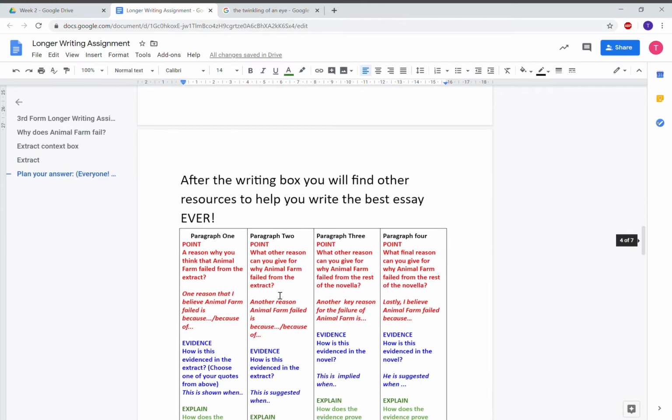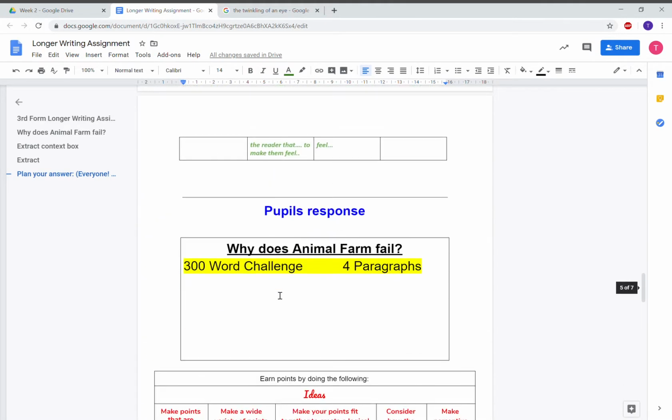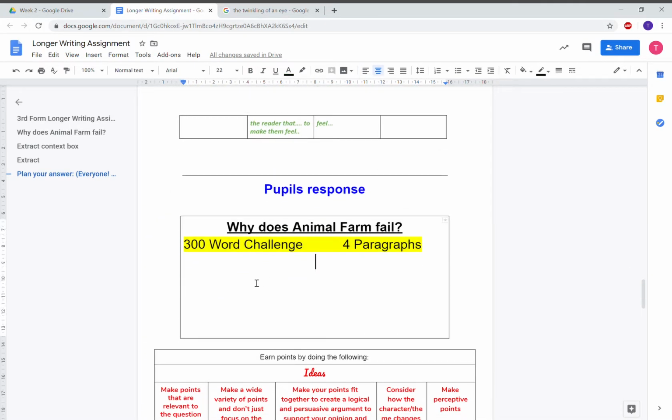because, and I'm just going to scroll down here and miss this page out for a moment, your task is to answer this question: why does Animal Farm fail? Now, the way we want you to do that is we want you to try and write a minimum of 300 words, okay? I'm going to challenge you to try and write a minimum of 300 words. Now, that would be roughly 4 analytical paragraphs, okay?